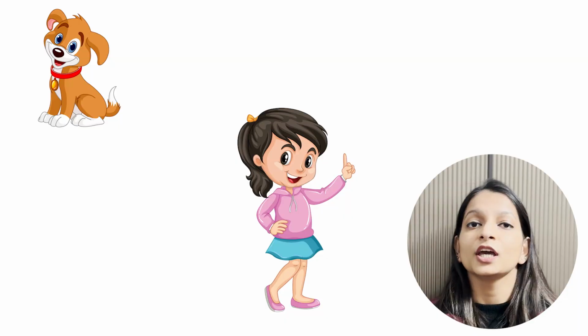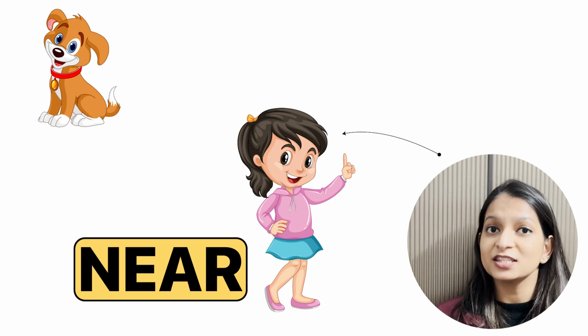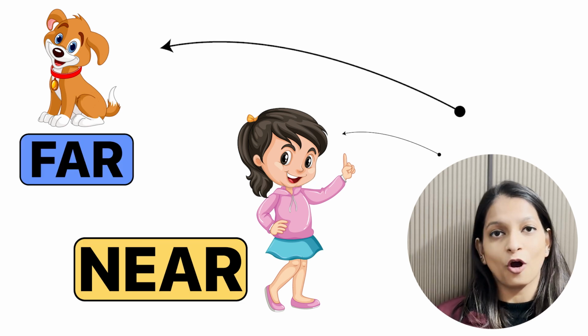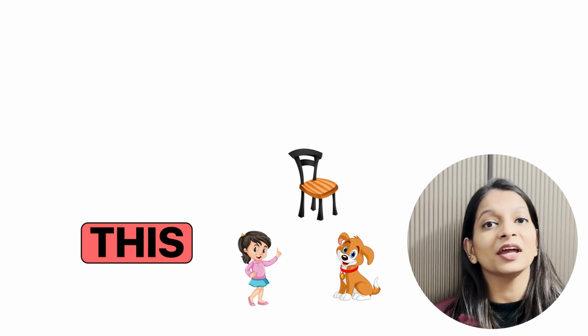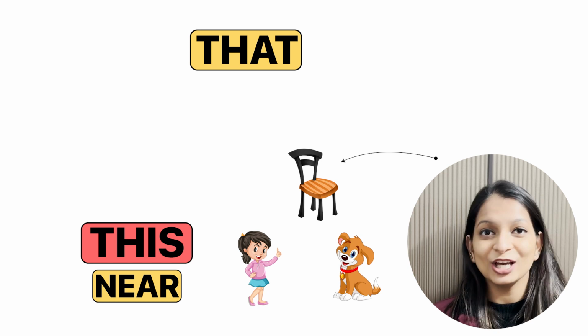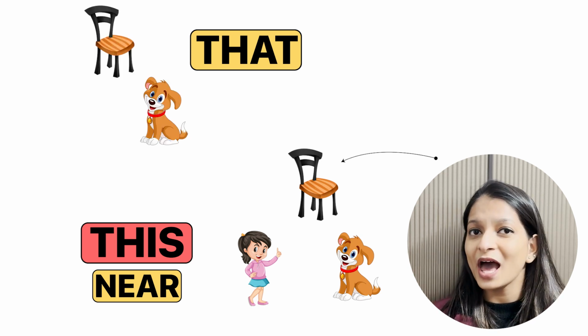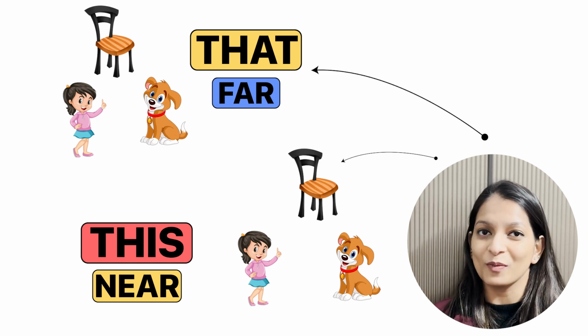ऐसा क्यों? It's because Sia is near me, whereas मिठू is far from me. इसका मतलब है this हम तब यूज करते हैं जब कोई one thing, one person, one animal हमारे पास हो. They are near us. और that हम तब यूज करते हैं जब कोई one thing, one animal और one person हमसे दूर हो. They are far from us.